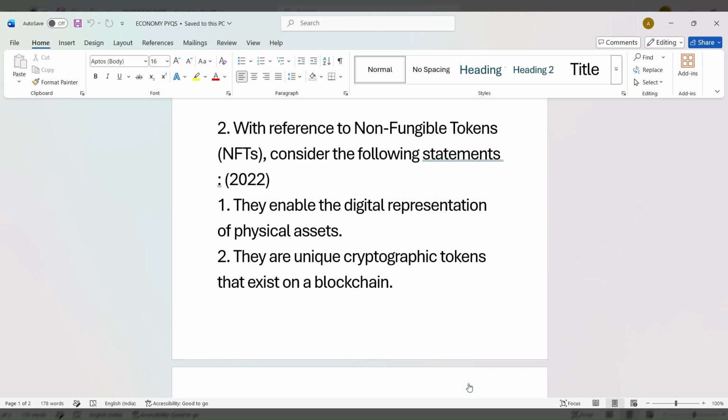Today we are going to solve another PYQ. The question is, with reference to non-fungible tokens, NFTs, consider the following statements. It's a question of 2022.